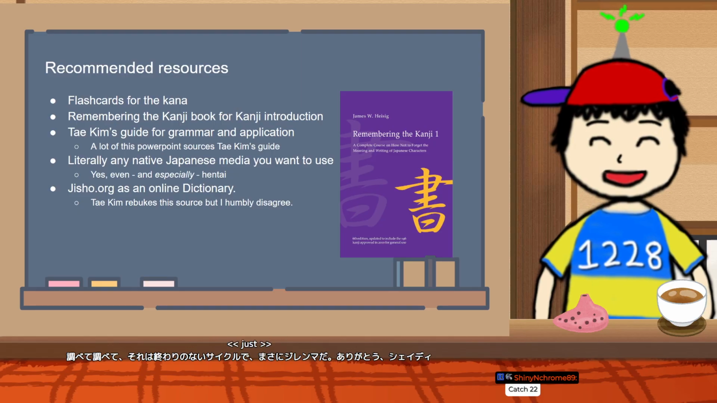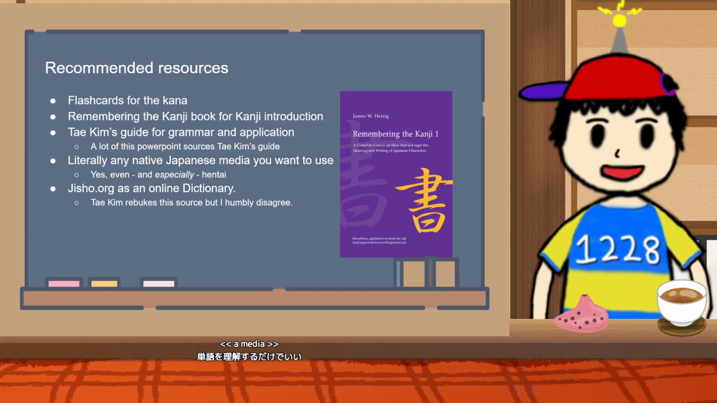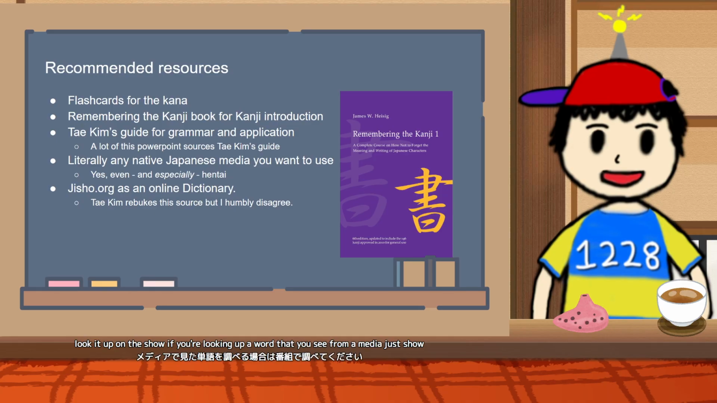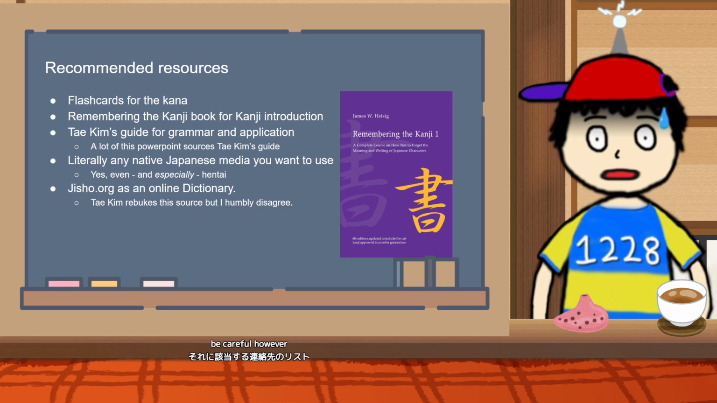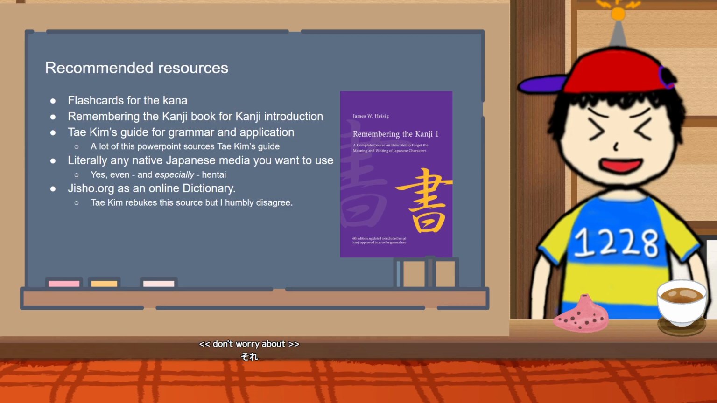So that is why I'm okay with using jisho.org. If you just need to understand a word, look it up on Jisho. If you're looking up a word that you see from a media, Jisho will give you the list of contexts that apply to it. Be careful, however, because if you're constructing sentences yourself and you want to use a word, it can be very difficult to find the correct word to use based on the grammatical nuances involved. That will become more clear the more you're learning the language, but for beginners, don't worry about it.